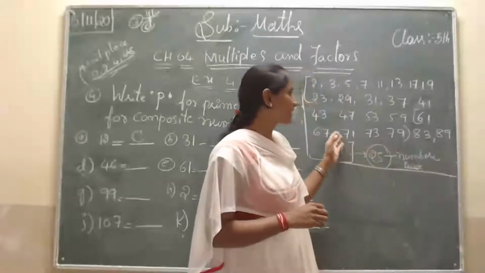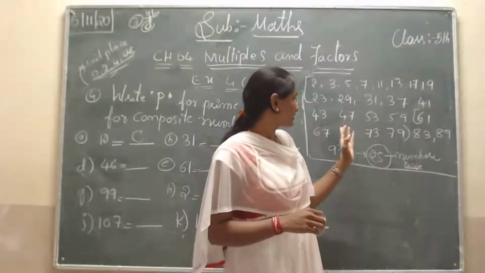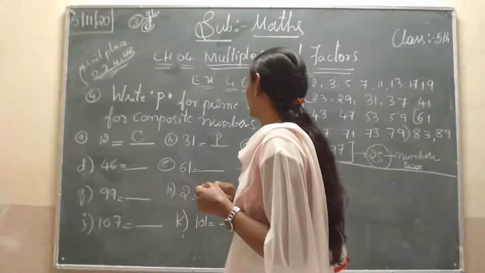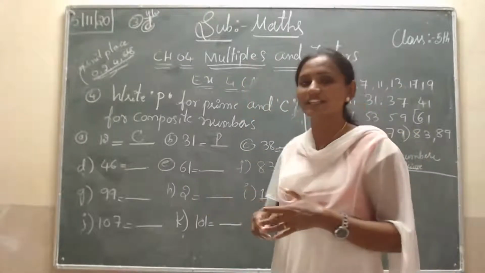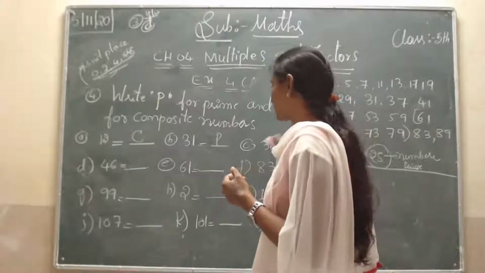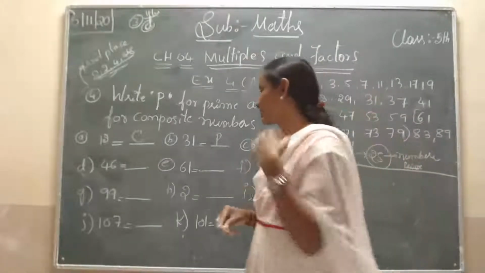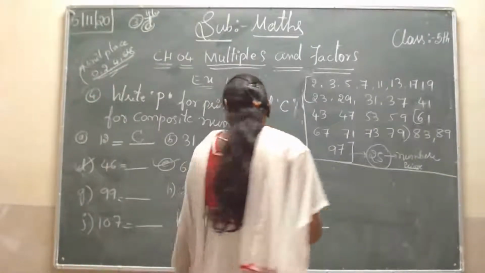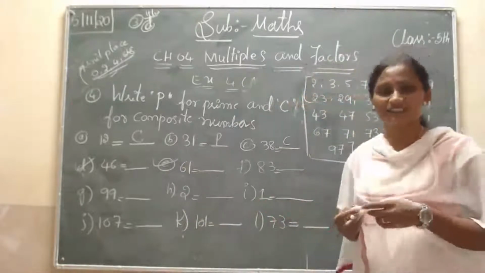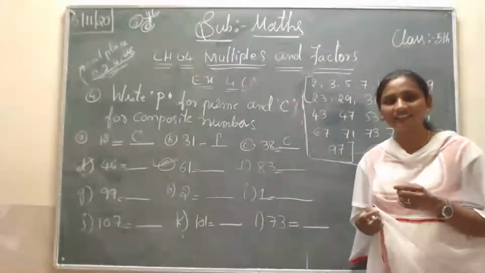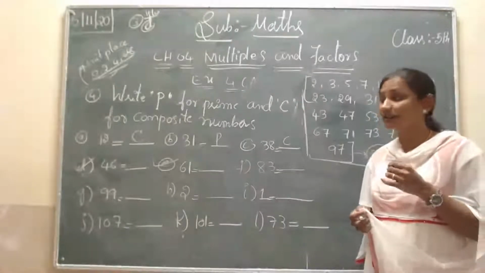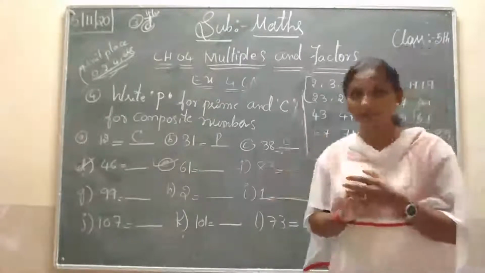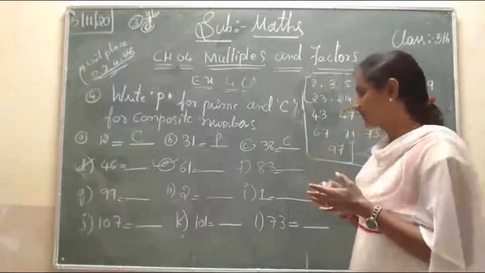31, students, you know 31, already I have written. So 31 is a prime number, because you have to write it here. Students, think about 38. 38 is a composite number. Okay. So 46, students, I will give as homework for D and E, because 46 is an even number and 61 is an odd number. But for now just consider prime and composite numbers. So this I will give as homework, very easy.